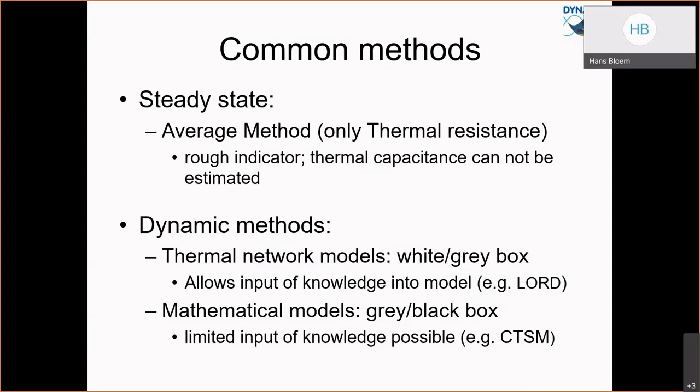And there are two distinguished methods that you can understand easily. That is from thermal network models. We come back to that later. One of our tools that has been developed based on thermal networks is LORD. And LORD we have made available for the participants to this webinar. I know that several of you have already requested this software tool. We also have mathematical models like the black box and the gray box models, where limited input of knowledge is possible, and that is the continuous time method that is available. Peter Bacher will give you more information on it in the third webinar.